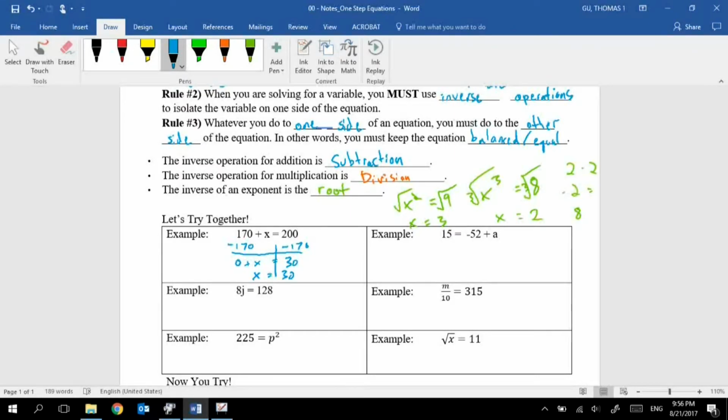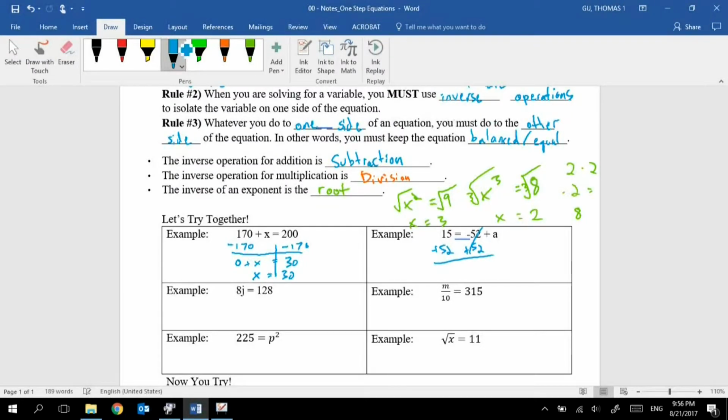Okay, next one. Example number 2. 15 equals negative 52 plus a. What do we got to do here to get this a by itself? It has a negative 52 over here, so we are going to... What do you think we're gonna do? What did you say? Add 52? That's crazy talk. We're gonna add 52 to both sides.